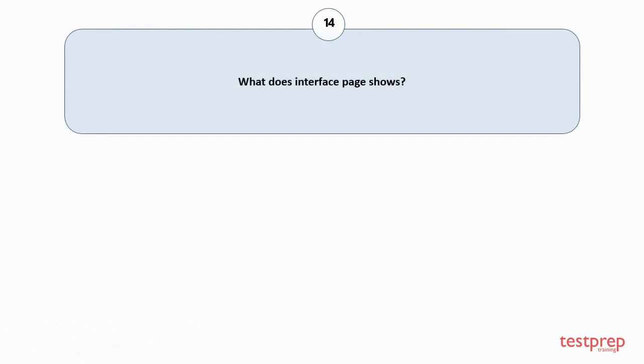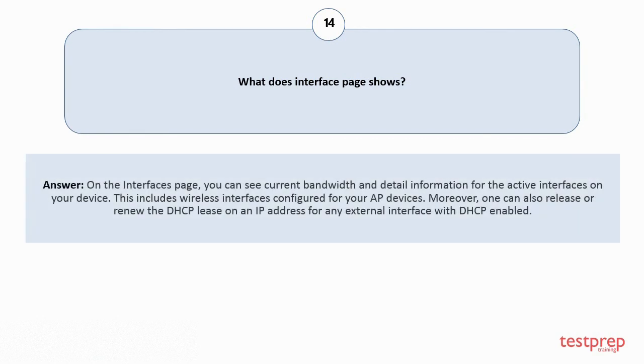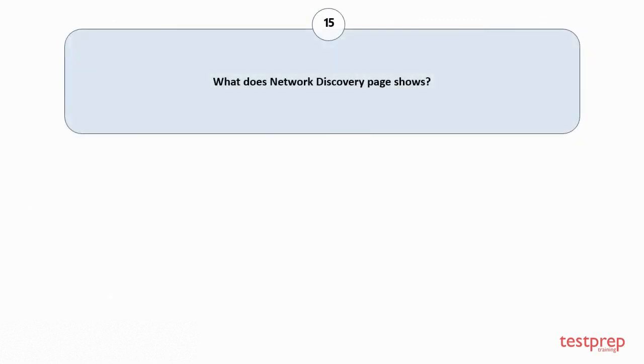Question number 14, what does the interfaces page show? Your answer is: on the interfaces page, you can see current bandwidth and detail information for the active interfaces on your device. This includes wireless interfaces configured for your AP devices. Moreover, one can also release or renew the DHCP lease on an IP address for any external interface with DHCP enabled.